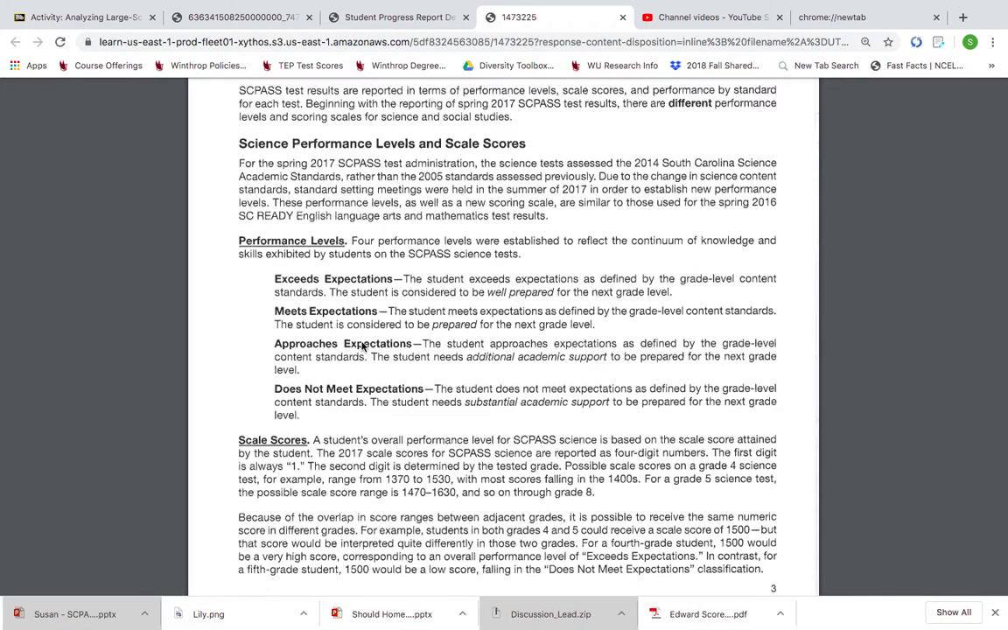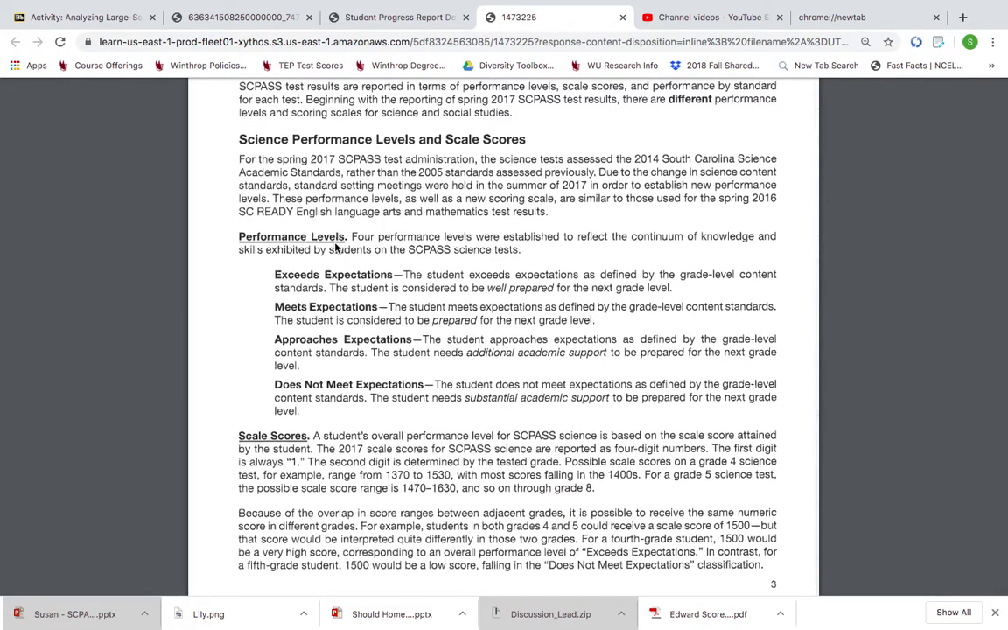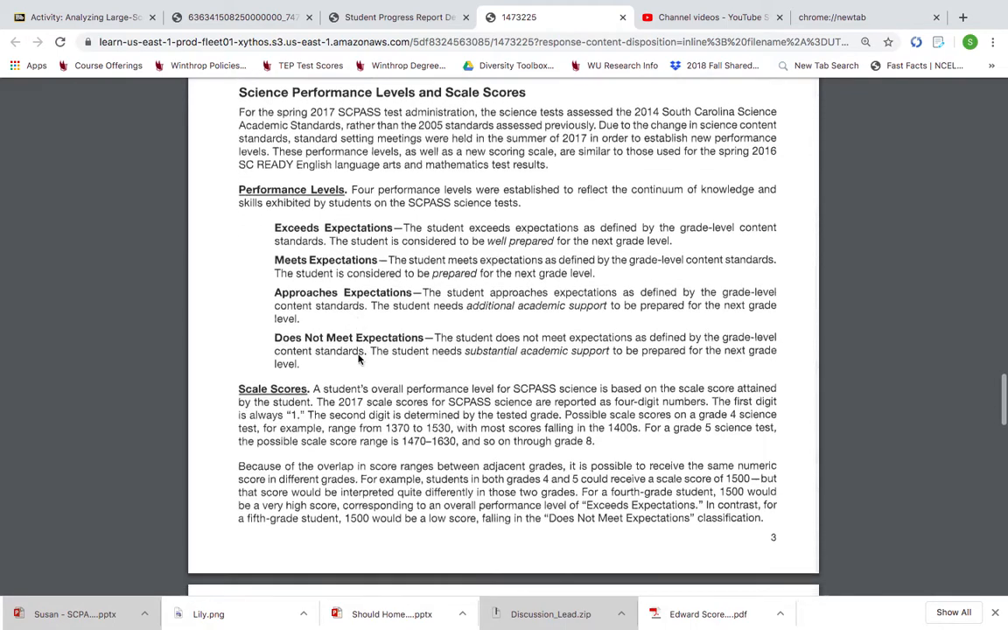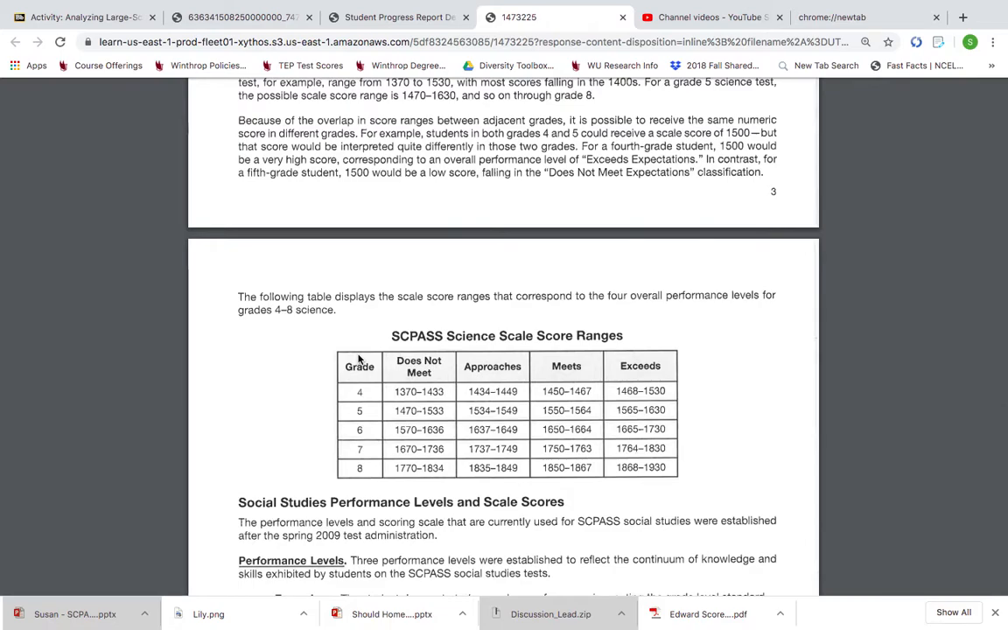So I'm still going. All right, here we go. Something about these performance levels. So we know that he was approaching expectations, and this is what I want. Okay, so he got a 1449 in grade 4. Let's look at this scale here. So from 1434 to 1449, that means he's in approaching. But he's right on the edge. He's almost meeting. Okay? So it's important that you look at this breakdown, and that's why I gave you all of this information. You'll have to really learn to sift through information to find what you need.